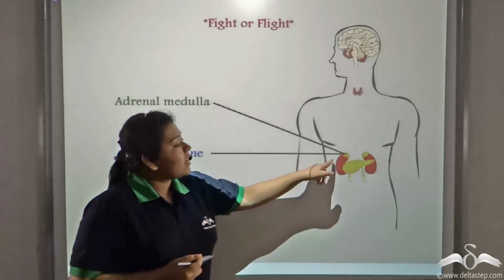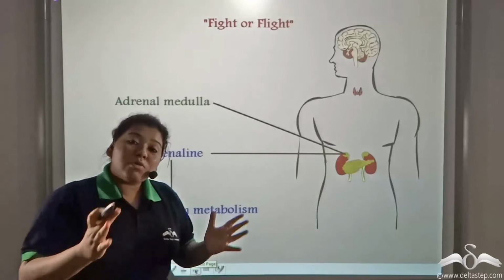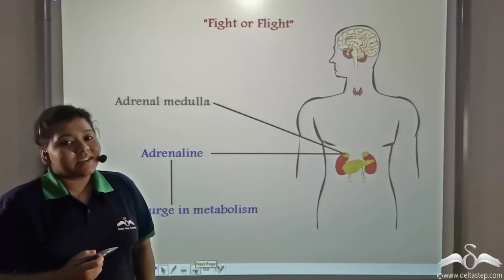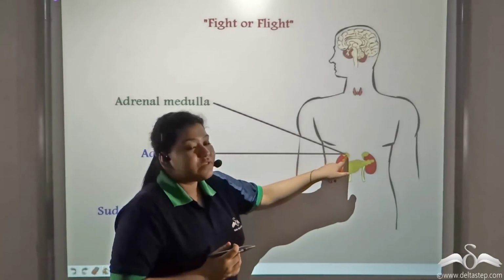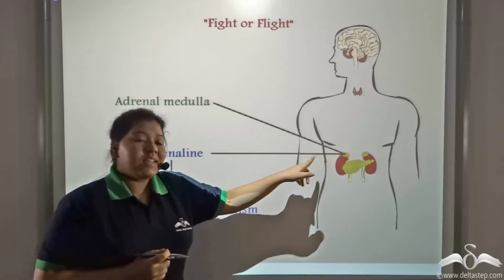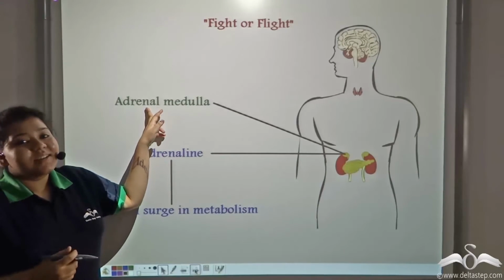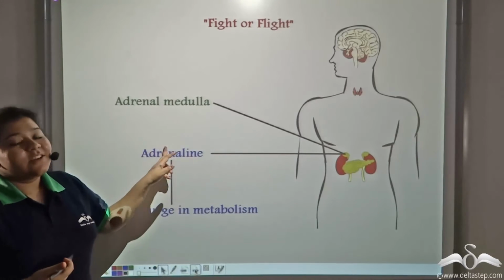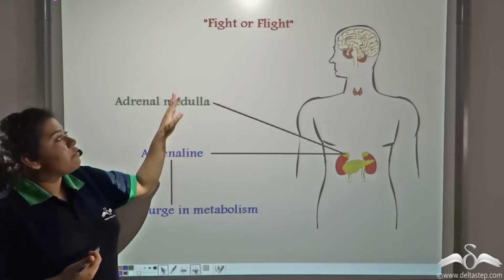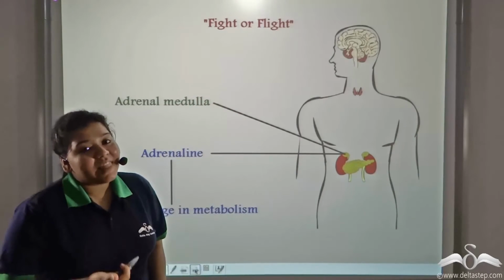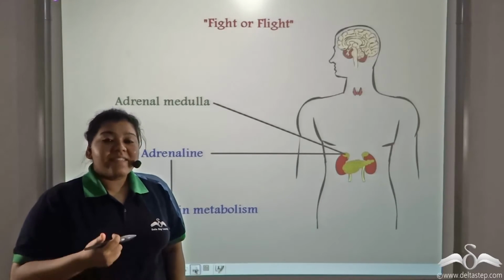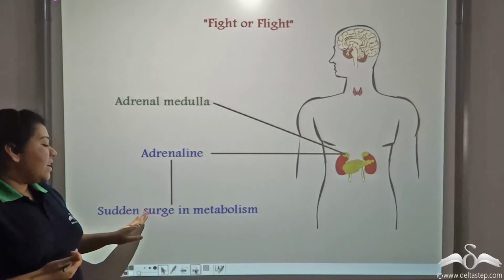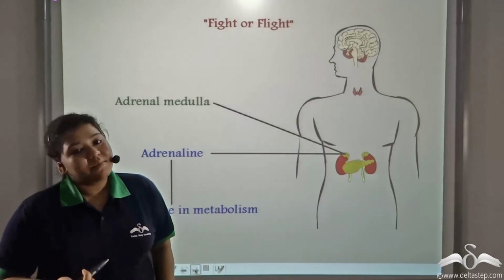This was about the adrenal cortex, or the outer part of the adrenal gland. Now, the inner part of the adrenal gland, known as the adrenal medulla, secretes a hormone known as adrenaline, which prepares the body for a fight or a flight condition. And this it does by a sudden surge in the metabolism.